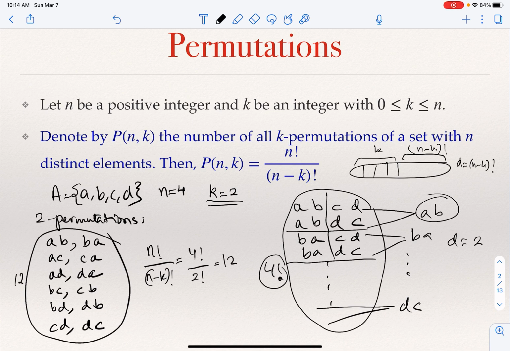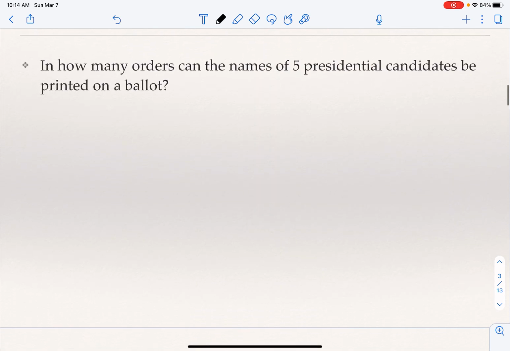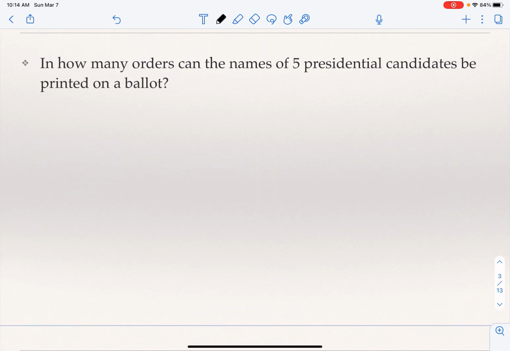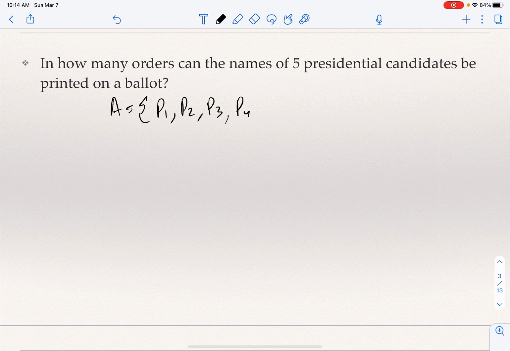Let's see examples of this rule. In how many orders can the names of 5 presidential candidates be printed on a ballot? The set here has 5 presidential candidates, P1, P2, P3, P4, and P5. So n here is 5. And I'm asking how many ways we can order all 5 of them. So really the k is 5 here.